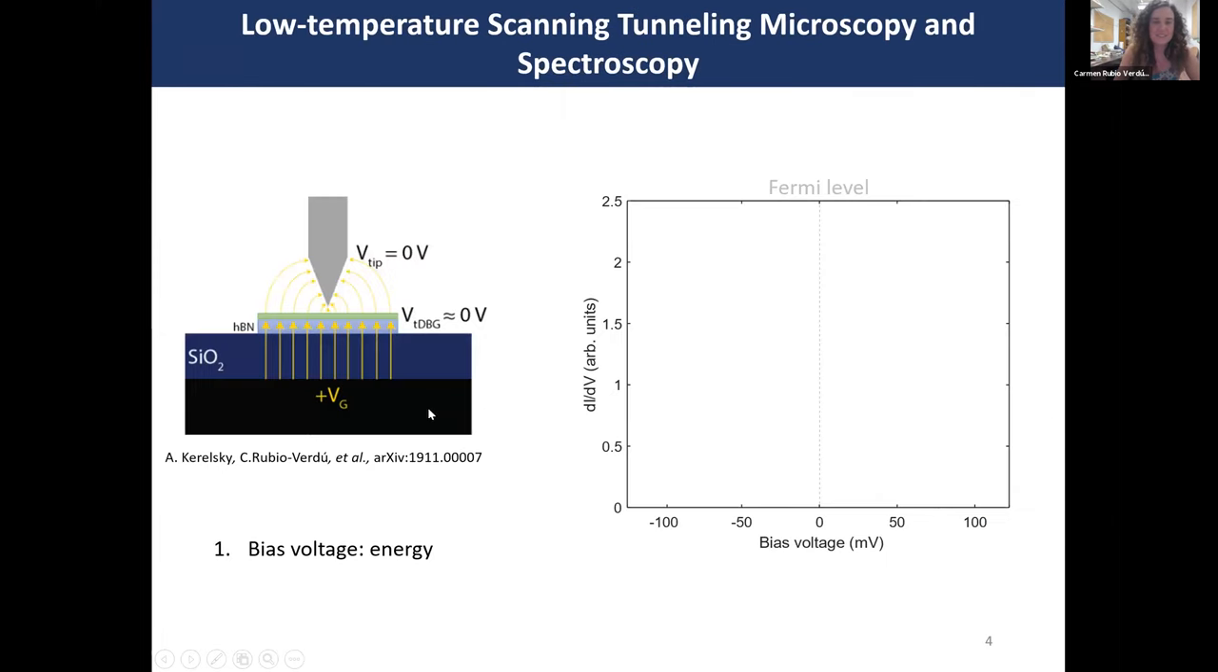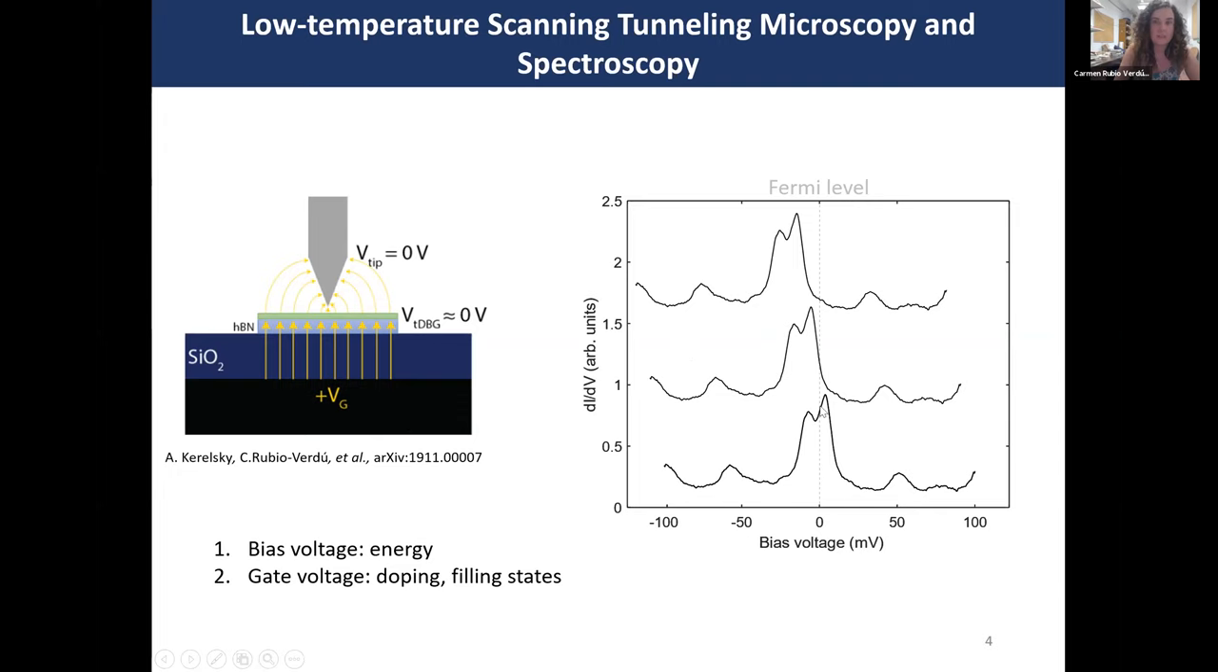So all the results that I will show today are low temperature scanning tunneling microscopy and spectroscopy. So basically we have our twisted double bilayer graphene stack here. We have the STM tip and we apply a bias voltage between the tip and the sample. So what that allows us to map is the energy dependence of the local density of states, as you can see here. And on top of that, what we have is a gate voltage. We have it here underneath, below a silicon chip, and in that way we can dope the system. So basically we can empty the states, or fill them if we go in the opposite direction.